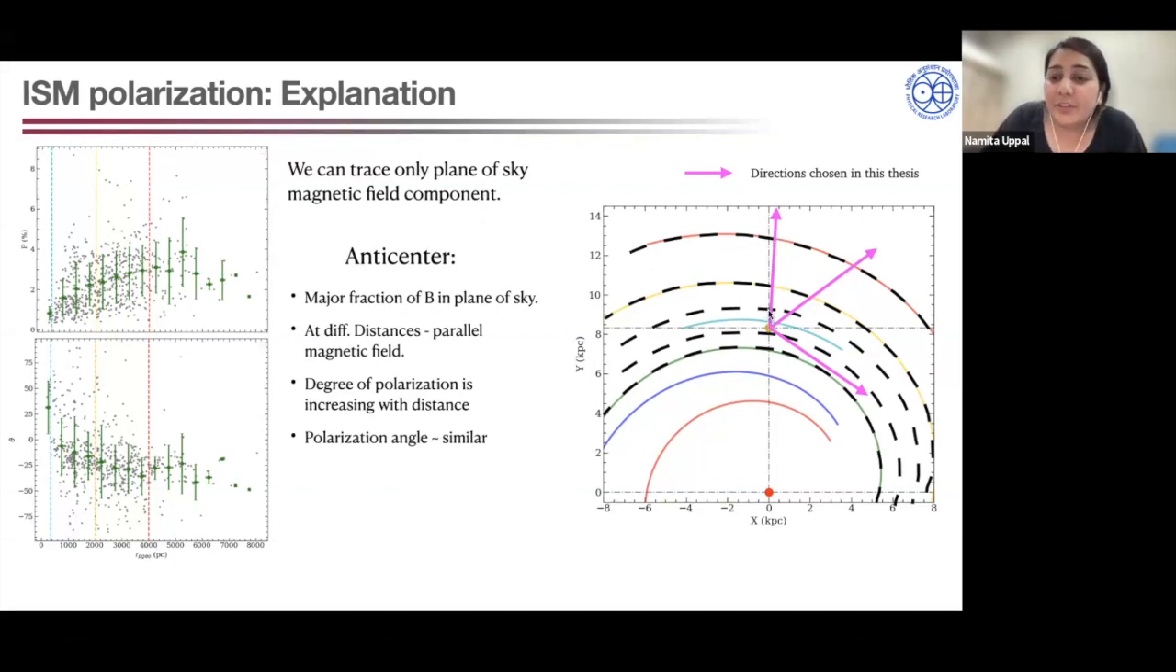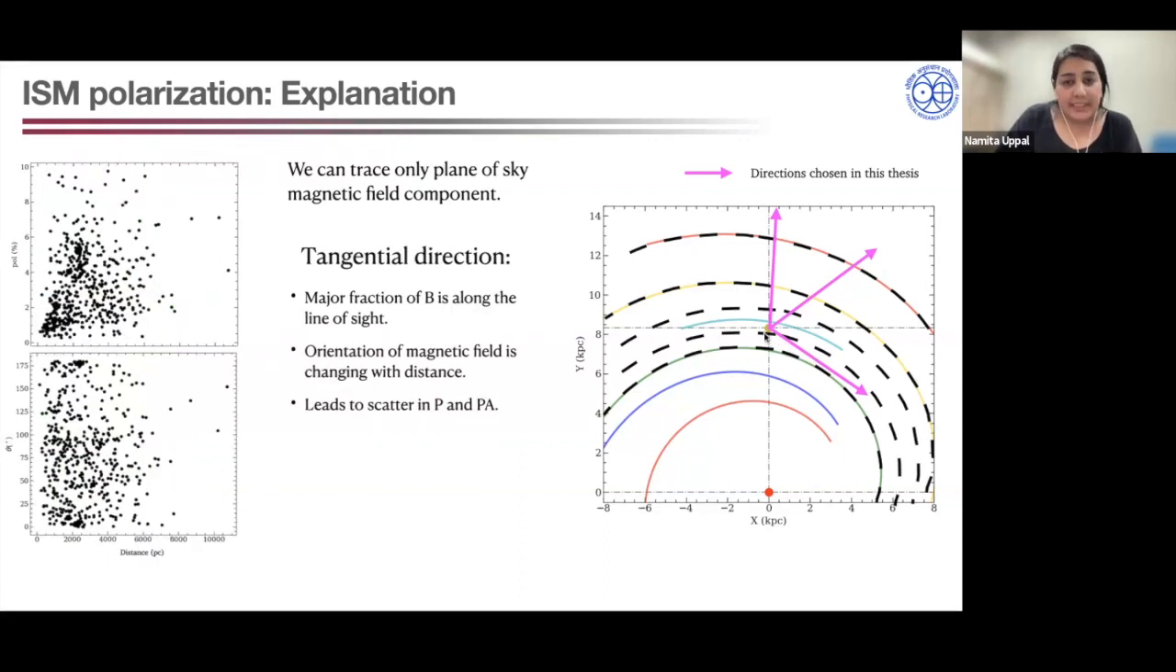And here, if we look closely, in this line of sight, at different distances, the magnetic lines are parallel to one another. If they have the same orientation with distance, we will get an increase in polarization with distance, and the polarization angle will remain almost constant. This is what we are observing in the anti-center direction. But as we come to the tangential direction, in our line of sight, the magnetic field is almost parallel to our line of sight.